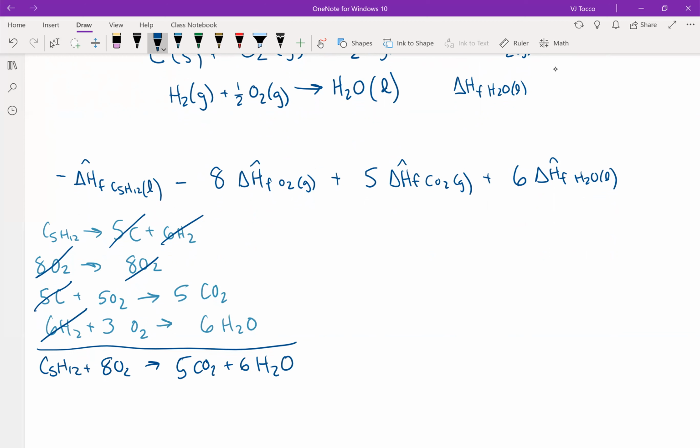which tells me that if I combine Hess's law with the heats of formation, I can derive what the heat of that reaction is. So in much more general terms, you don't have to go through this thought exercise every time that you want to solve for a heat of reaction.